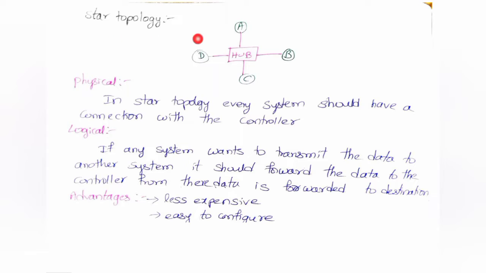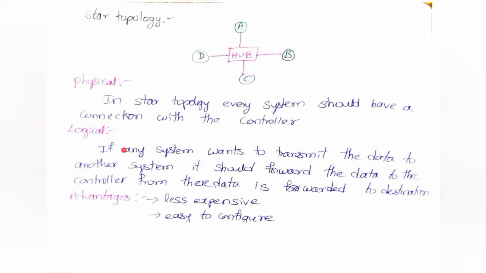In the star topology, the physical behavior is that every system will have a connection with the controller, that is a hub. Each and every device will be connected to a controller. That is the physical behavior of the star topology, that means how the systems are connected with each other.